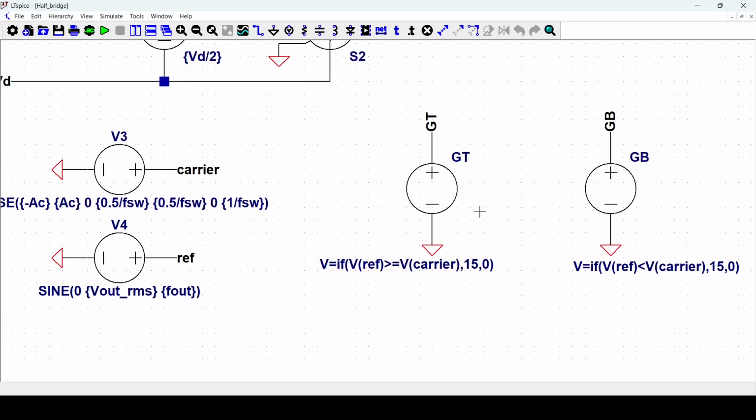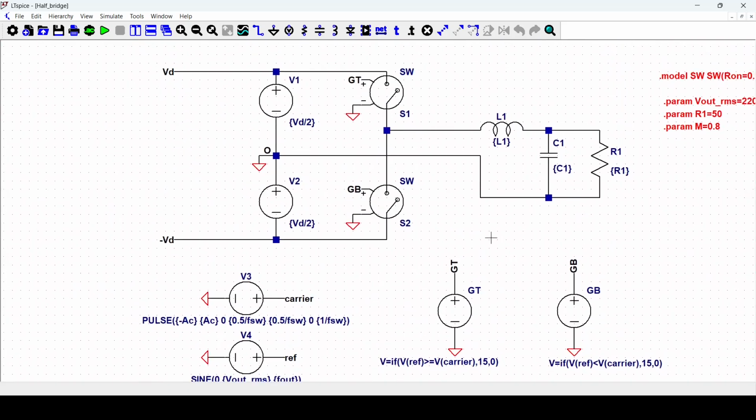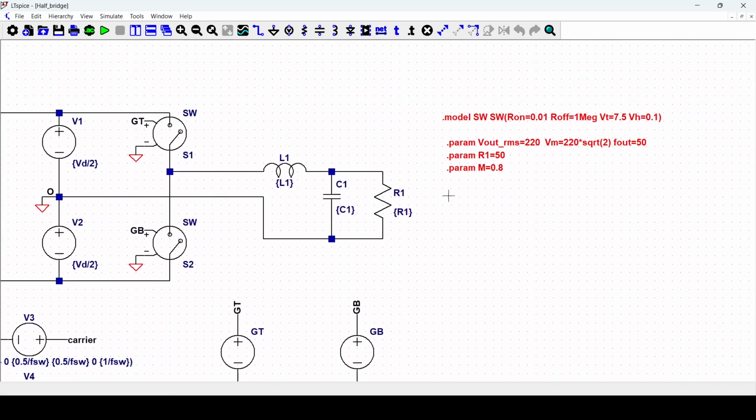Okay, so that's it for the sinusoidal PWM. Let's define some values before approaching the sizing of the output filter. For this inverter, we would like to have a sine wave at the output of 220 volts root mean square, and a peak value of 311 volts with an output frequency of 50 hertz.